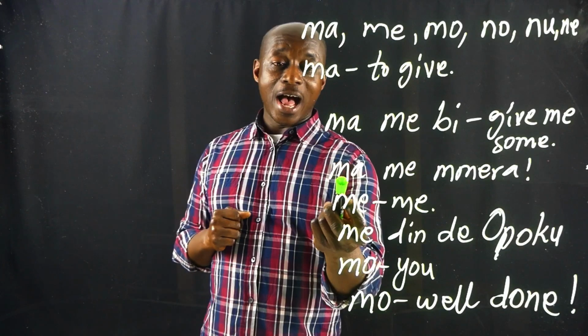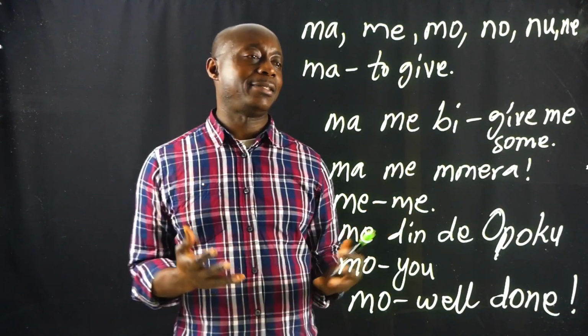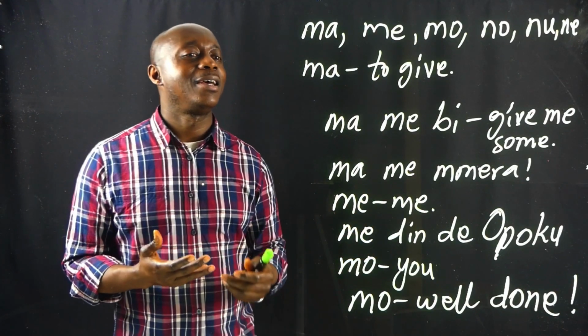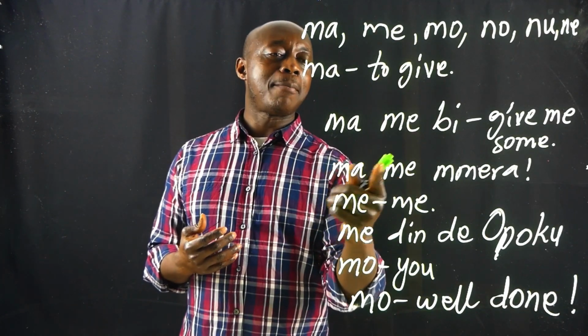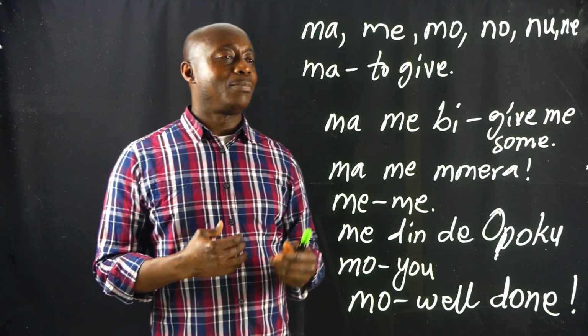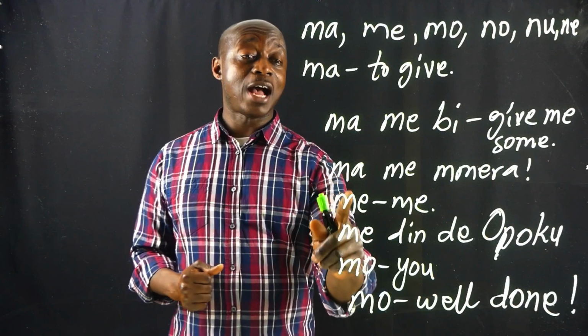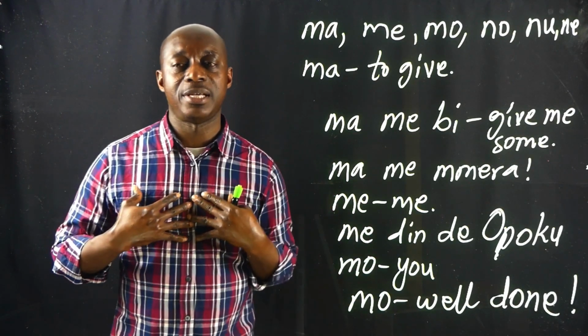And then here we have ma, which also means what? To let. So here we say mame mra. Mame mra, let me come. And then we have me, which means me.